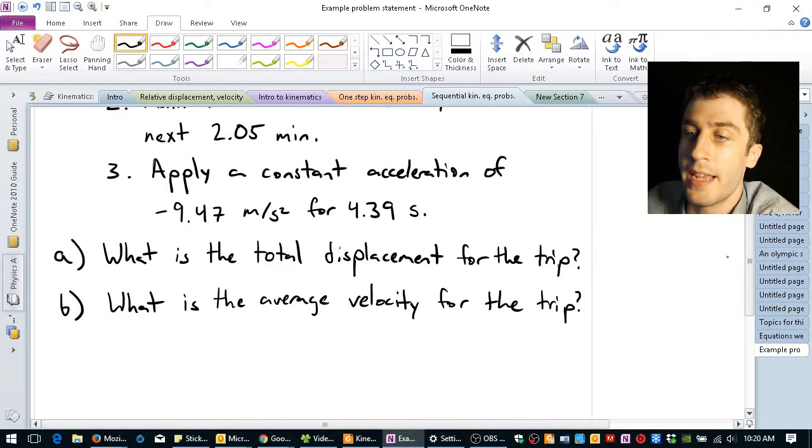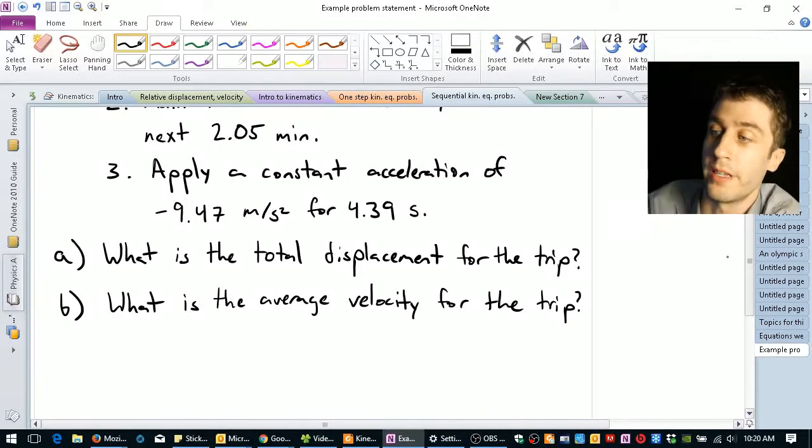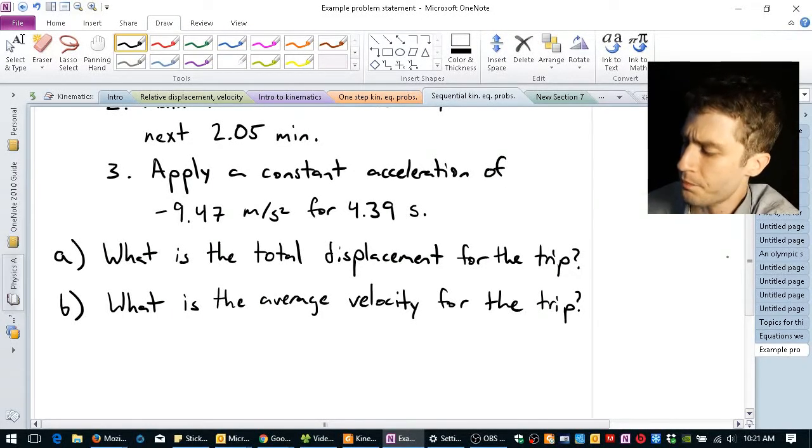And then part A asks what is the total displacement for the trip, and B asks what is the average velocity for the trip. Okay, so I just ran through that super quickly. It probably would be a good idea to pause and rewind the video and play it back at a slower speed, or just make sure that you understand the problem statement and have it all properly transcribed before we continue.